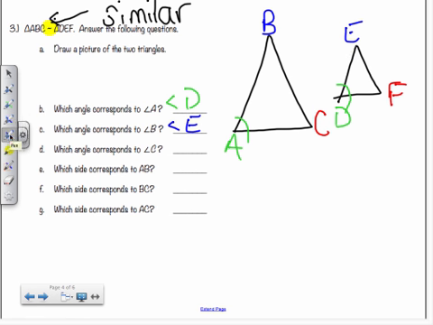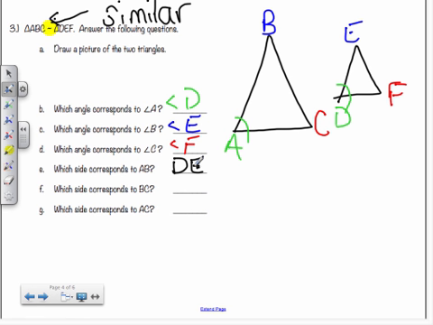And then which angle corresponds to angle C? We'll say angle F. Okay, which side corresponds to side AB? If I look right here, side AB is this side right here, which means that the side that corresponds to it is side DE. So my answer to this is going to be DE. Go ahead and try questions F and G and compare your answers with mine.